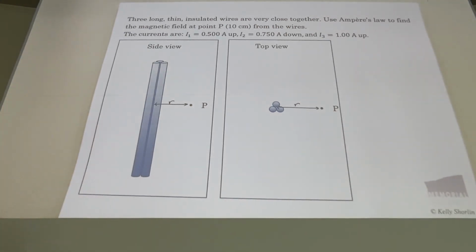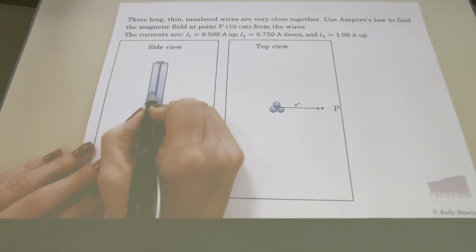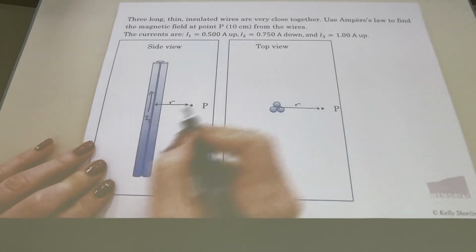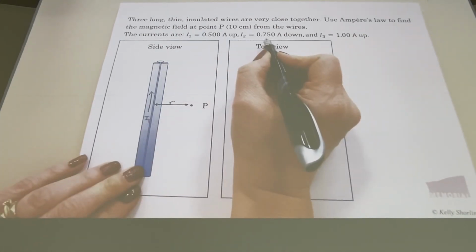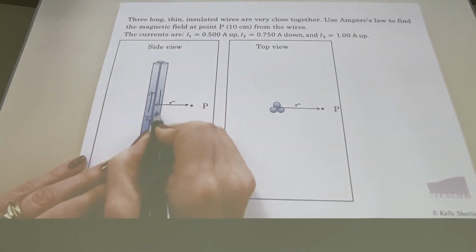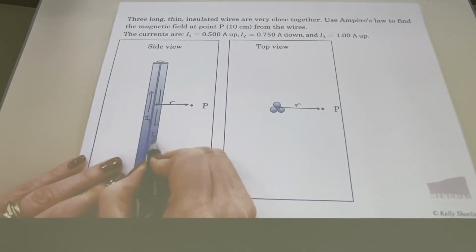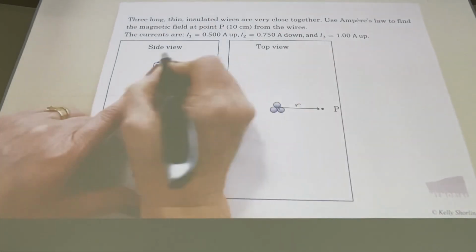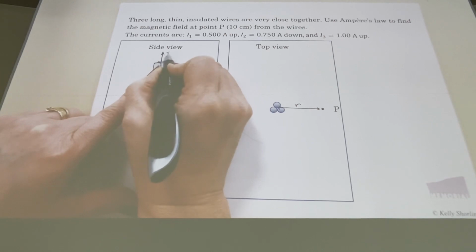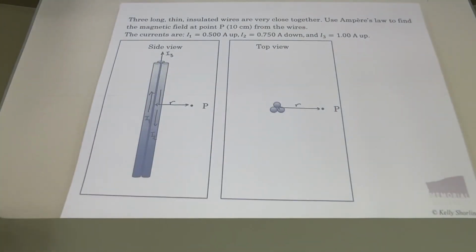That's our distance r. The currents are, I1 is 0.5 amps up. I'm going to call this one I1. I2 is 0.75 down. I'll make this one I2. And I3 is 1 amp up. I'll make that the wire in the back, I3. Doesn't really matter which is which, but you should label them just to be sure.